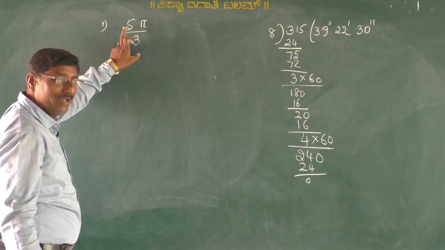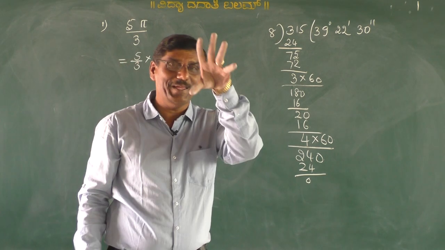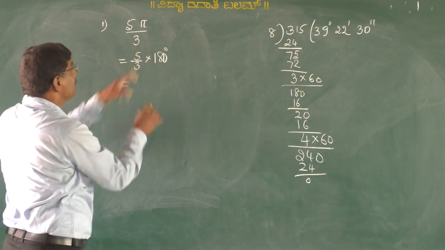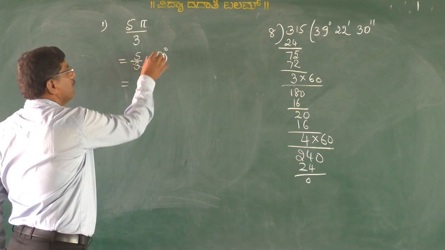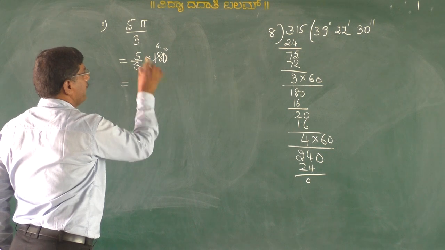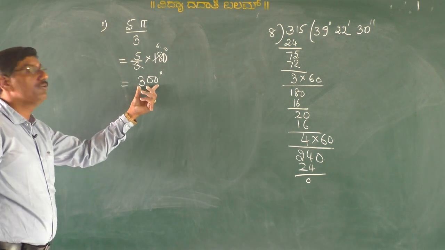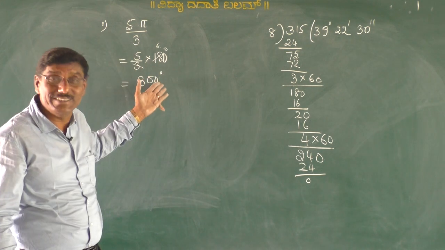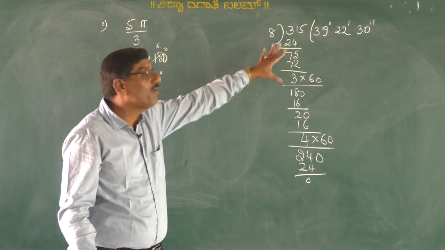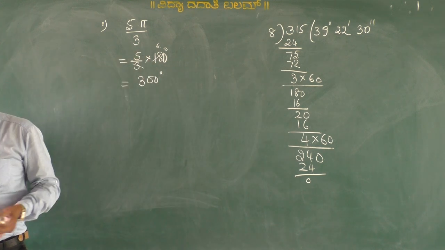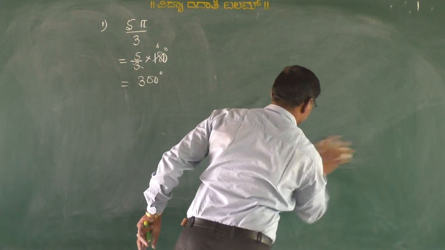How, sir? Okay, no doubt, this is in radians. But we know, my dear students, pi means in terms of degree, that is 180. This is the relationship between degrees and radians. If we simplify, 3 ones are 3, 3 twos are 6, 6 into 5, that is 300. Yes, 300 degree. That is 5 pi by 3, which is equal to how much degree? 300 degree. This is easy to find out in terms of degree for a given radians, isn't it? That is, we have to show like this. Yes, okay. Are you understood this one, I think, all of you?